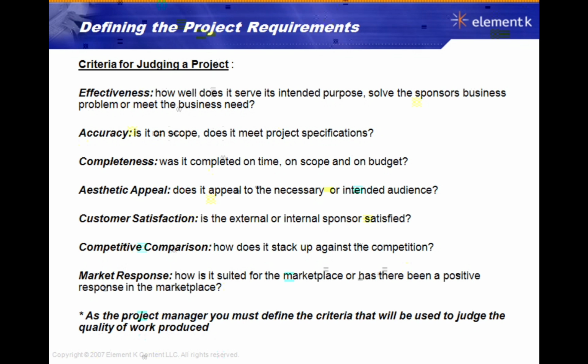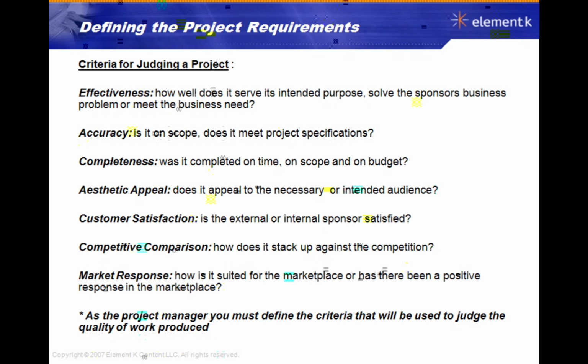And then competitive comparison. How does it actually stack up against the competition? Is this project about developing a new product that competes with another company in the marketplace? Or maybe it's about improving your software package that makes your technology a little bit more appropriate for customers in the marketplace today. So you've got to think about that competitive comparison as well. And then market response, how is it suited for the marketplace, or has there been a positive response in the marketplace? Again, these are all really specific to the potential project that you're going to be managing.